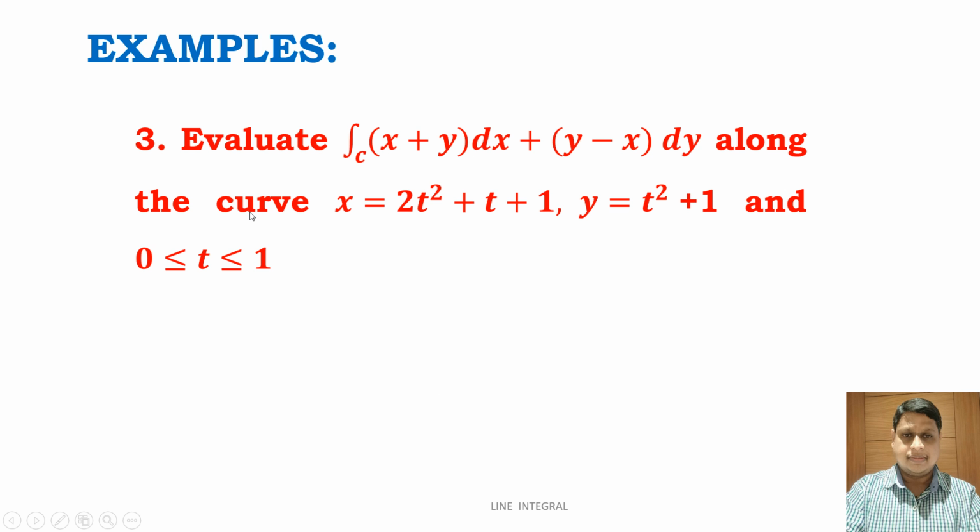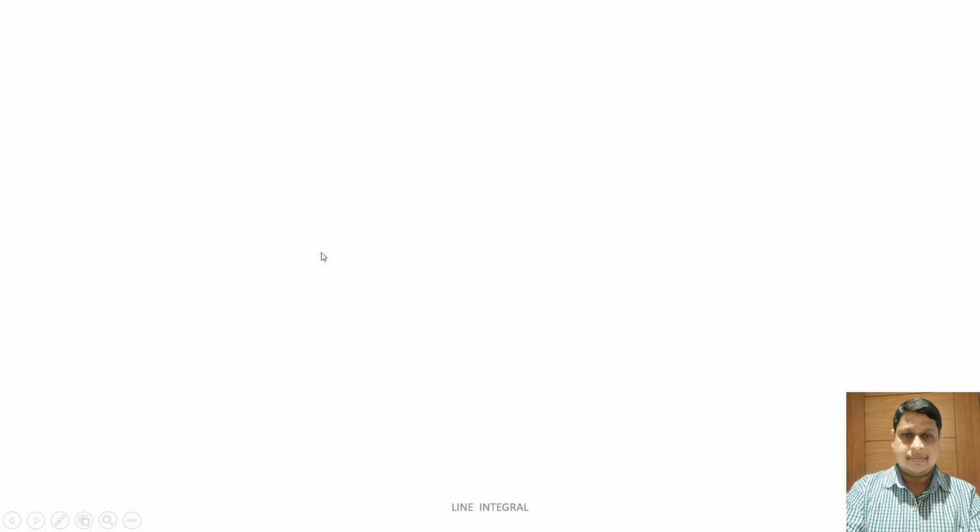Next example: evaluate the integral over C of (x plus y) into dx plus (y minus x) into dy along the curve x is equal to 2 into t square plus t plus 1, y is equal to t square plus 1, and t varies from 0 to 1.